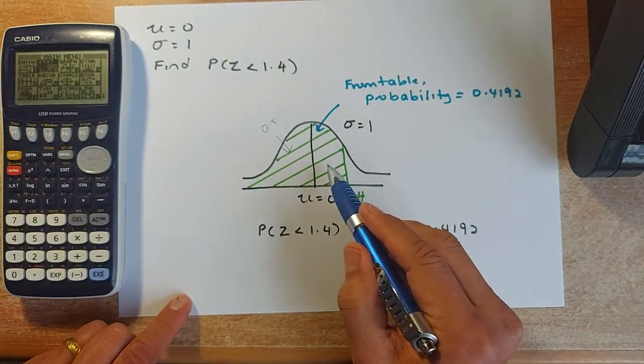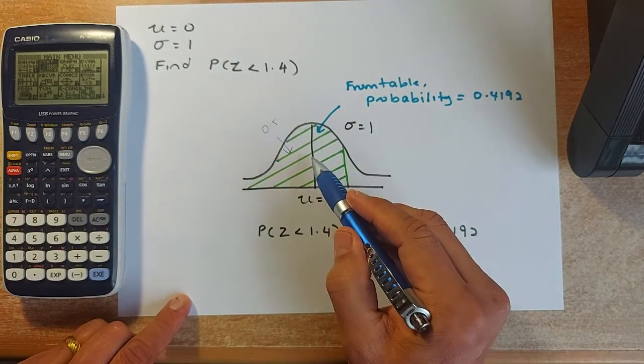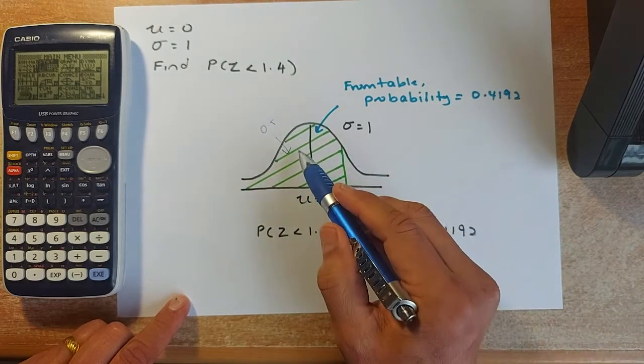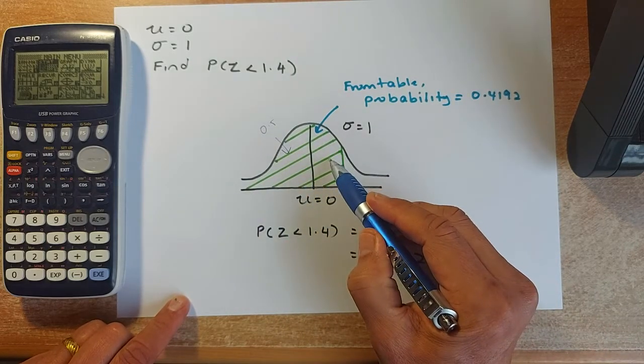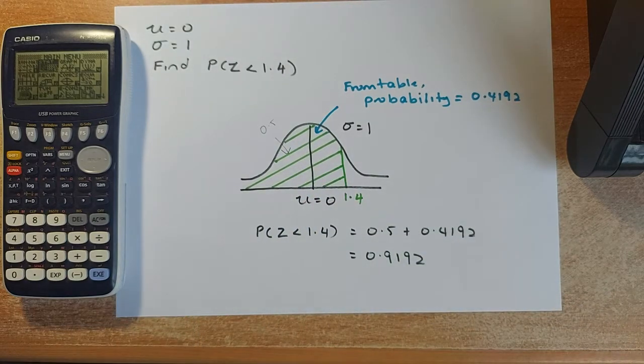But you want the area here, and I said before, it's symmetrical. The area on this side is going to be half, and this side going to be half. So you need to add 0.4192 plus 0.5, and the answer is 0.9192.